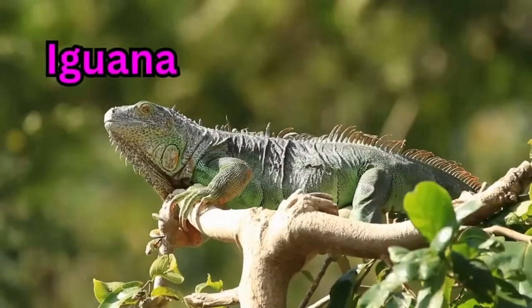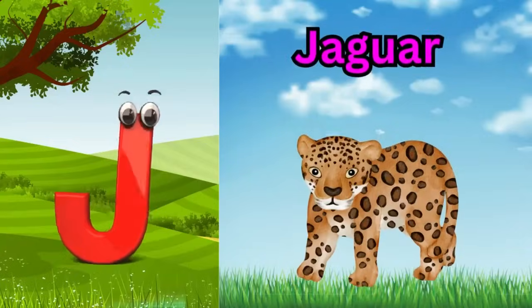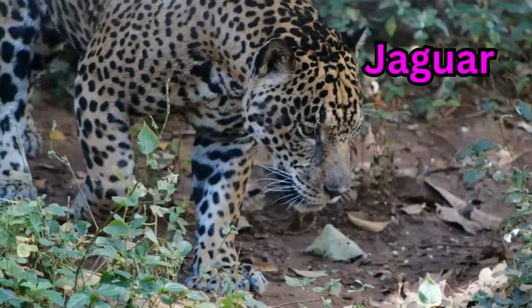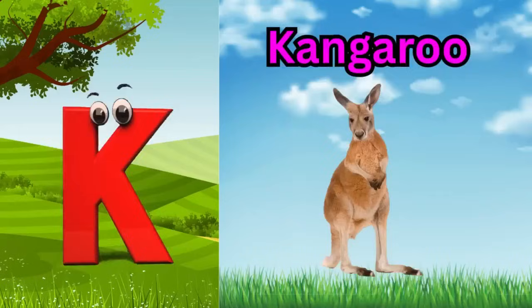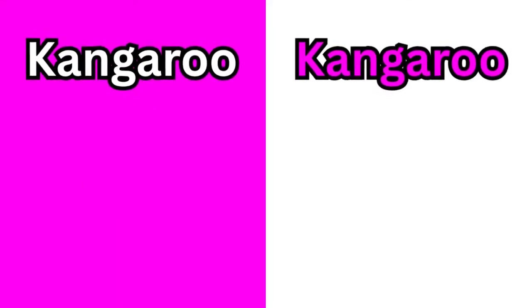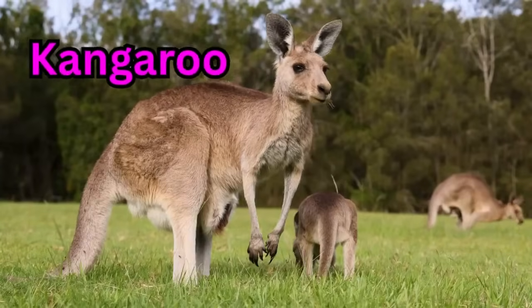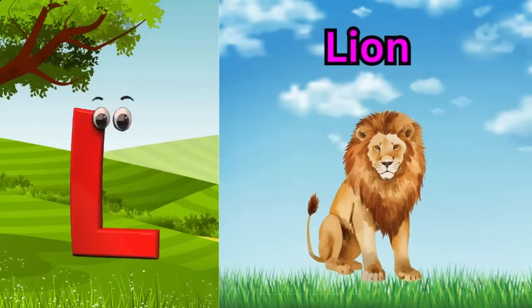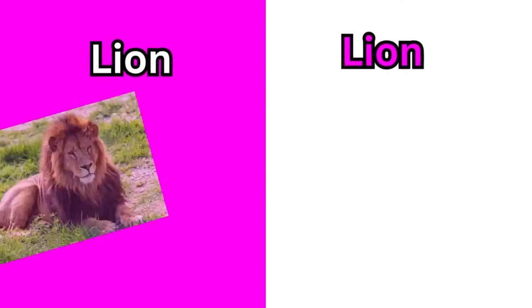This is iguana, iguana. J is for jaguar, jaguar. This is jaguar, jaguar. K is for kangaroo, kangaroo. This is kangaroo, kangaroo. L is for lion, lion.